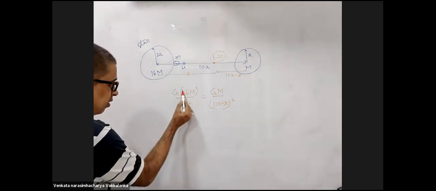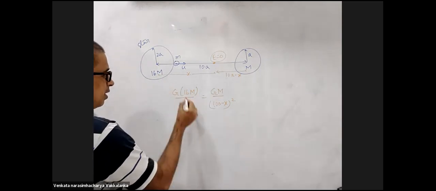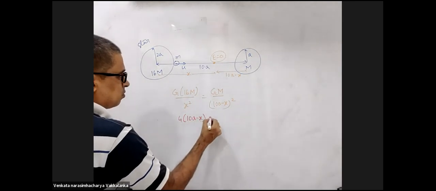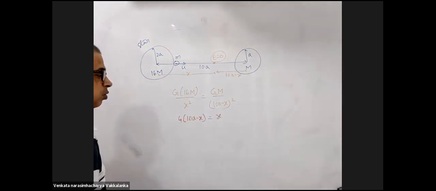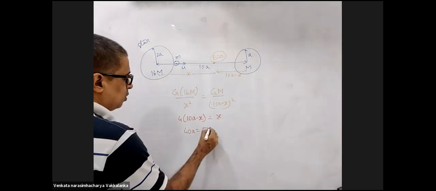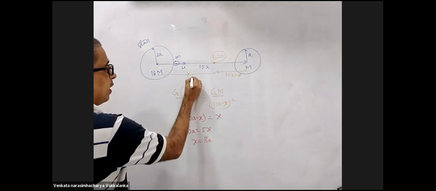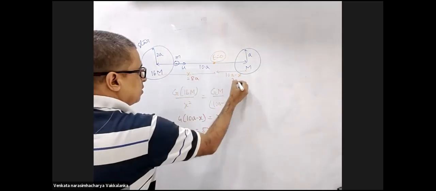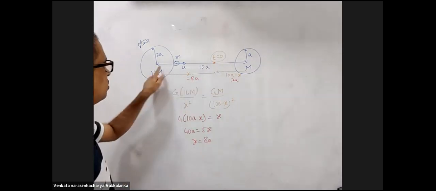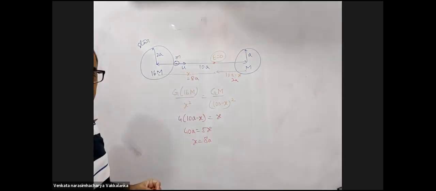Now you understand why they gave you 16m here. Cancelling out, 4 times 10a minus x is equal to x, taking square root on both sides. 40a is equal to 5x, x is equal to 8a, and this will be 2a. This point is at a distance of 8a from here, where the field will be 0.